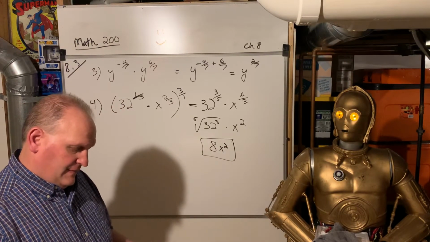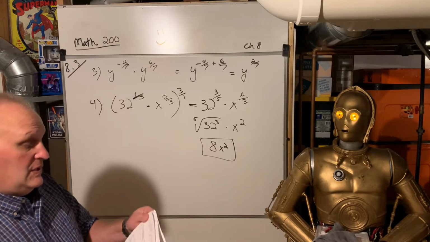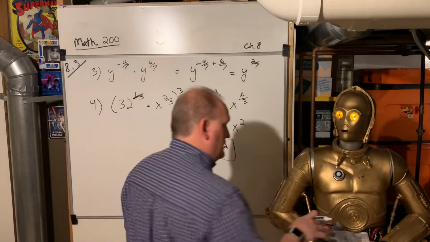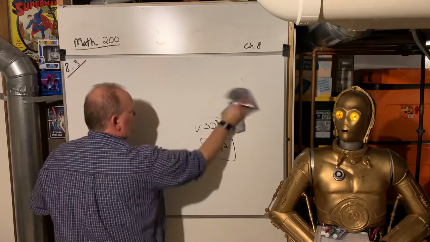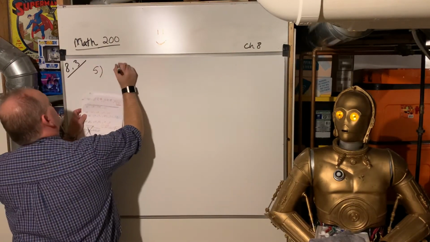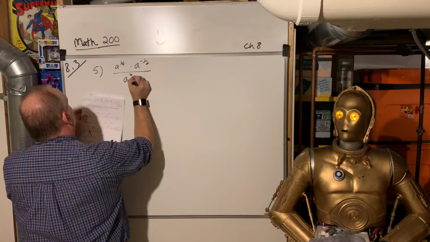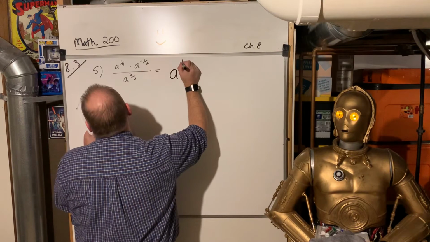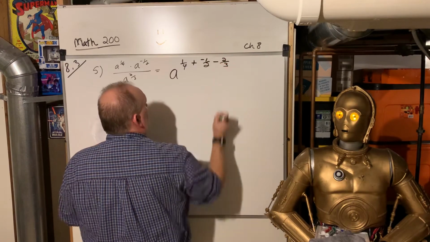Alrighty, dighty. Let's get to the last page of these notes. Okay, a couple more problems. A to the 1/4 times a to the negative 1/2 all over a to the 2/3. And so what is that? That is a to the 1/4 plus negative 1/2 minus 2/3. That's what's going on there.